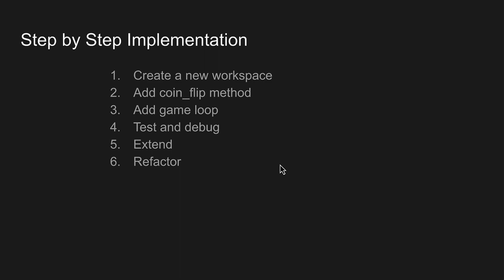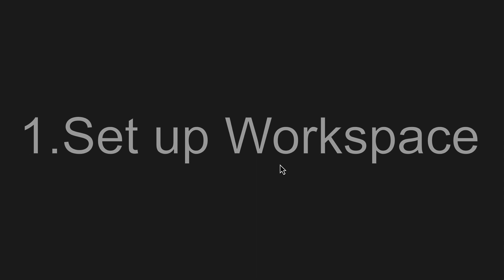The step-by-step implementation is such. First, we're going to create a new workspace in Visual Studio Code. Second, we're going to add a coin flip method. Third, we'll add a game loop. Fourth, we're going to test and debug. This step is to set up the workspace.